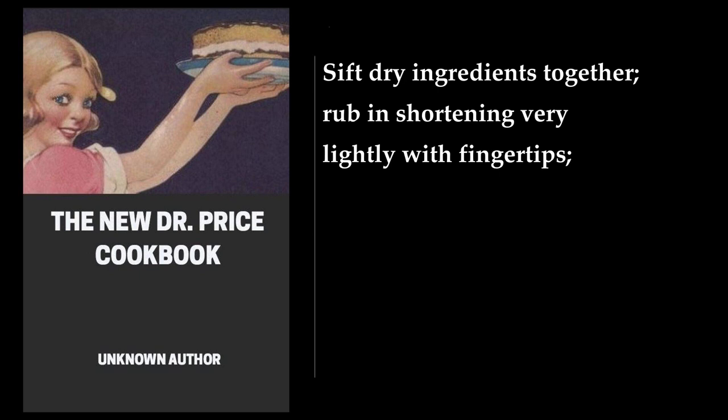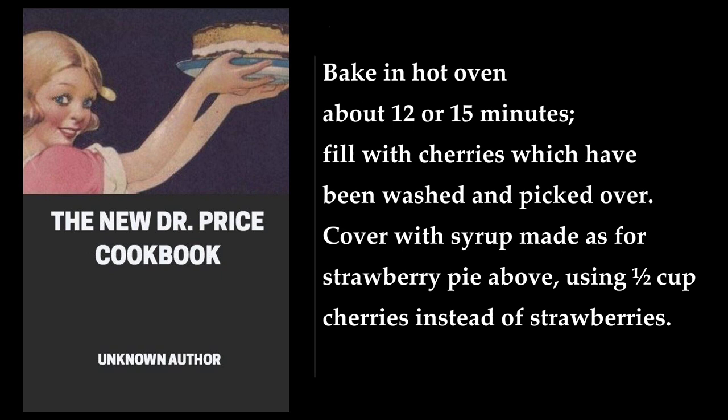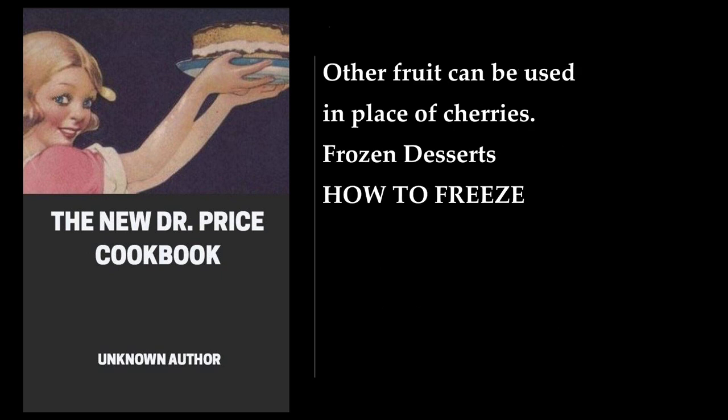Sift dry ingredients together, rub in shortening very lightly with fingertips. Add water slowly, just enough to make stiff dough, roll out very thin on floured board, line patty pans with pastry, being very careful to have pastry come well over the edges of pans. Bake in hot oven about 12 or 15 minutes. Fill with cherries which have been washed and picked over. Cover with syrup made as for strawberry pie above, using half a cup cherries instead of strawberries. Other fruit can be used in place of cherries.